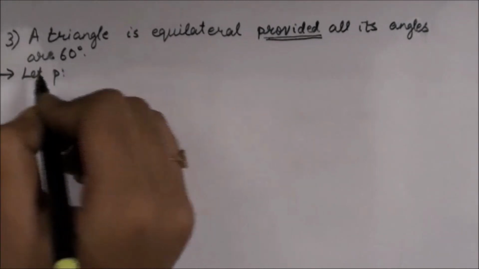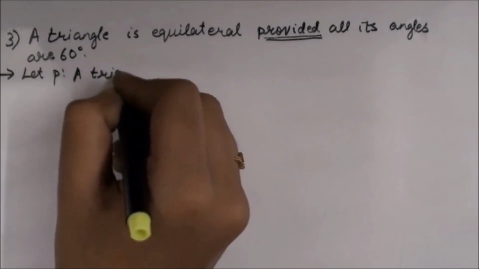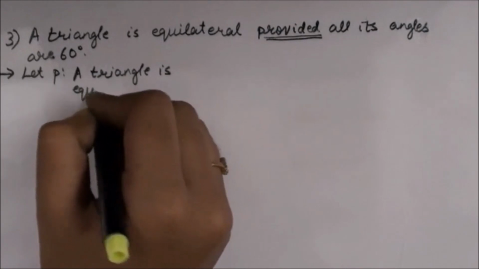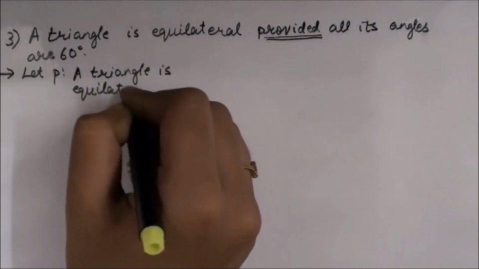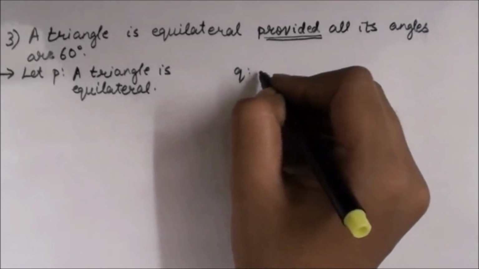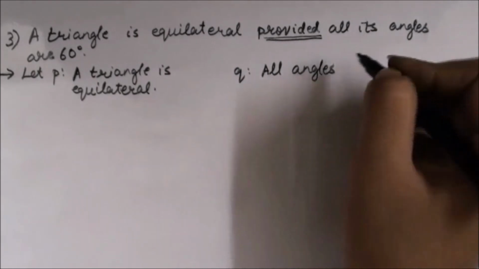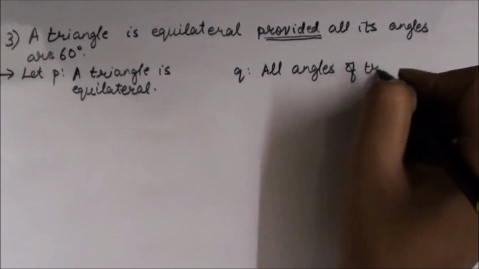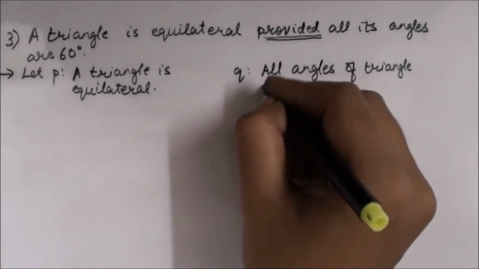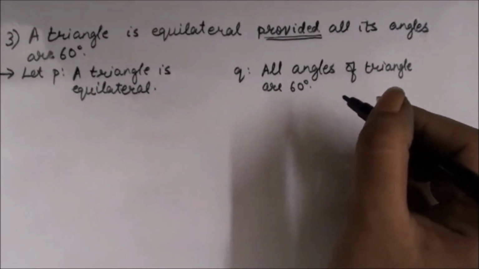Let P denote that a triangle is equilateral. And let statement Q denote all angles of a triangle are 60 degrees. So these are the two statements.